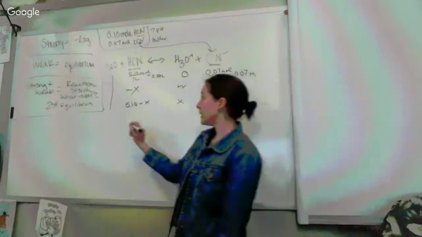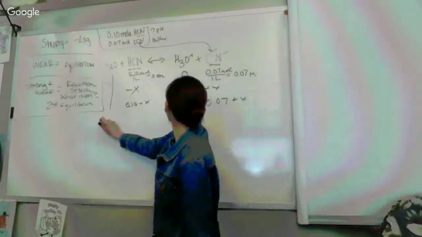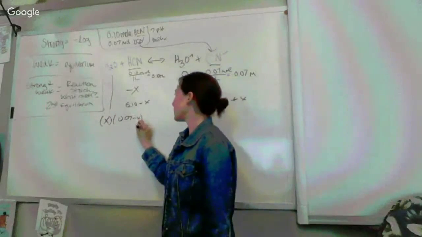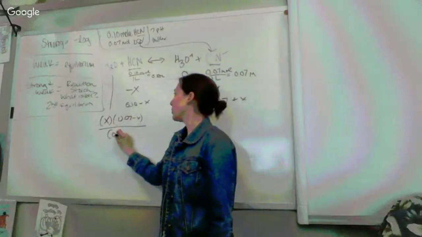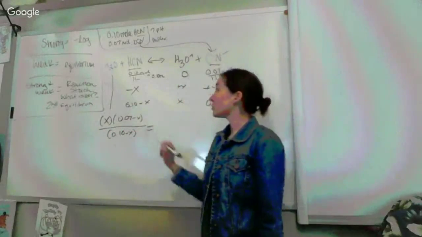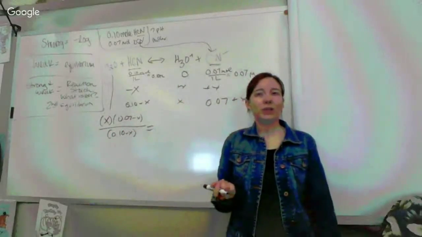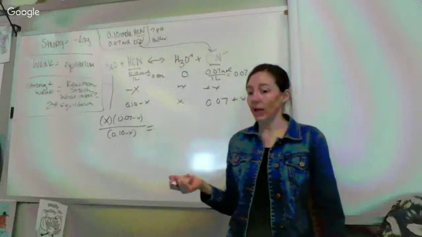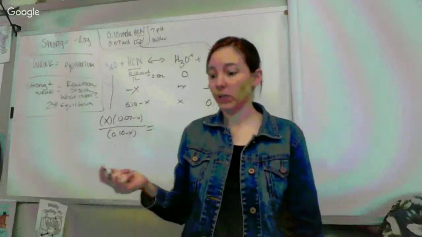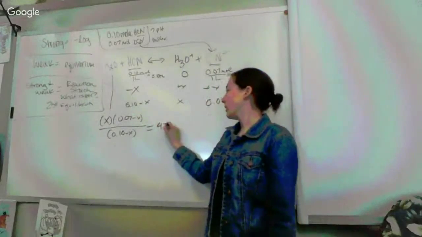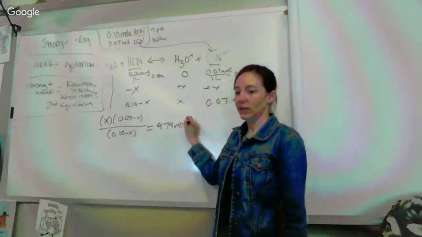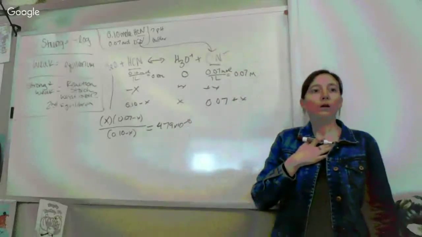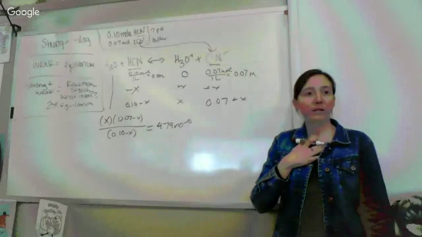Okay, so then I need to plug it into my equilibrium expression. So I have x times 0.07 minus x divided by 0.10 minus x equals... Should I have it equal to a Ka or a Kb? A Ka, and so I need to know the Ka for HCN, which they told me is 4.79 times 10 to the negative 10. So does this look like a place I could drop my x's?